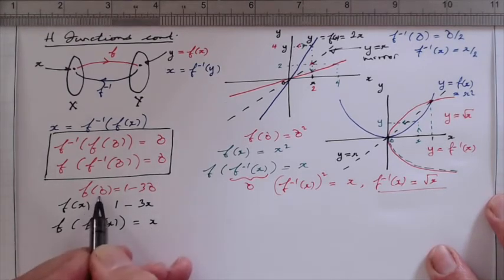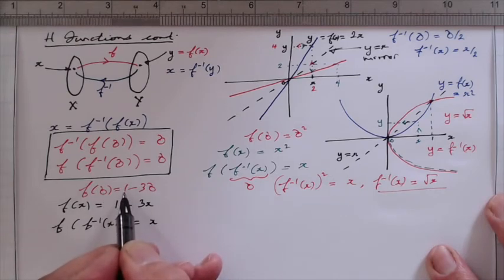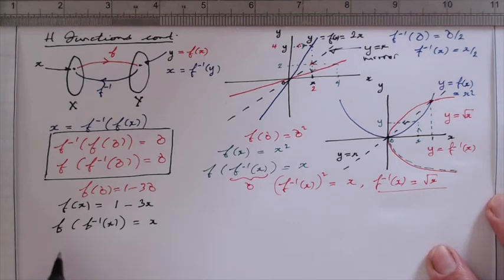f, though, just is an operator that takes something and turns it into 1 minus 3 times that thing. So here then I would have 1 take away 3 lots of the argument of f, which is f^-1, and that has to equal x. And now I just solve this equation for f^-1. So let's see.